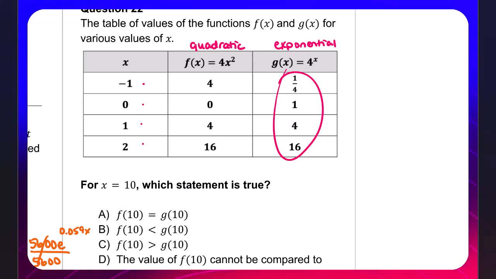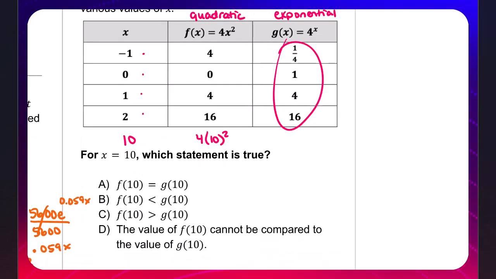So if you take a 10 and you plug it in, you can absolutely type that in your calculator. You get like 400. But if you type in 4 to the power of 10, it's going to be astronomically larger. So the value of f of 10 is going to be much smaller than the value of 4 to the power of 10. So f of 10, no, they're not equal to each other. Yes, f of 10 is definitely going to be smaller than g of 10.